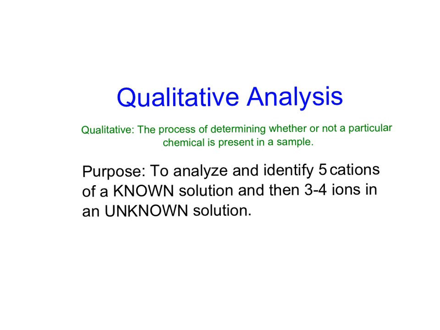When you complete the procedure the first time, you're then going to receive an unknown solution. In that unknown solution, you will not know what's in there. It's 3 or 4 of the 5 that you identified the first time through. You'll repeat the whole procedure again in hopes of determining which 3 or 4 of the original 5 you have in your now unknown solution.